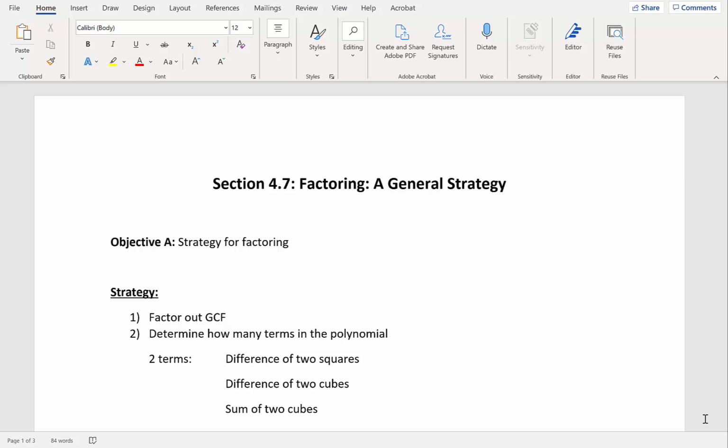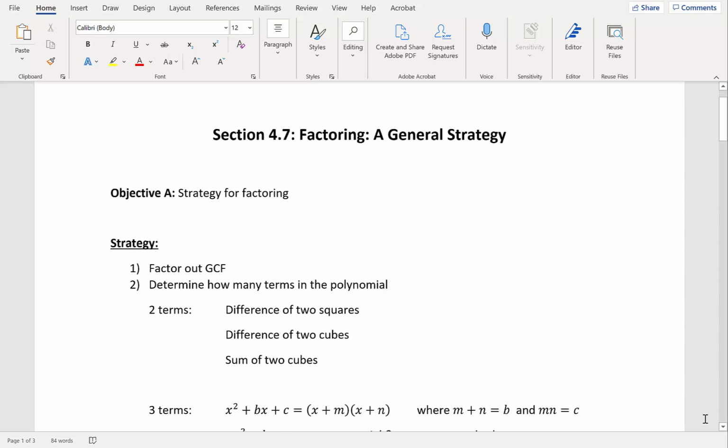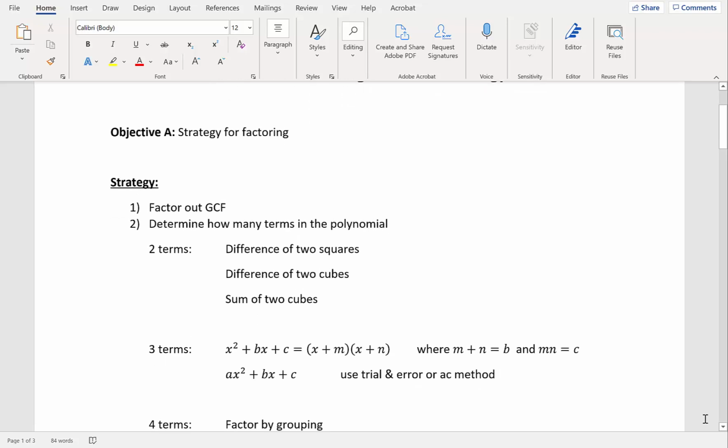Then you want to determine how many terms are in the polynomial. If you have two terms, check and see if it's in the form of a difference of two squares, a difference of two cubes, or a sum of two cubes. And then you'll use the formula in the previous section to factor those out. So when you have two terms, this was in section 4.6, one of those special factorings.